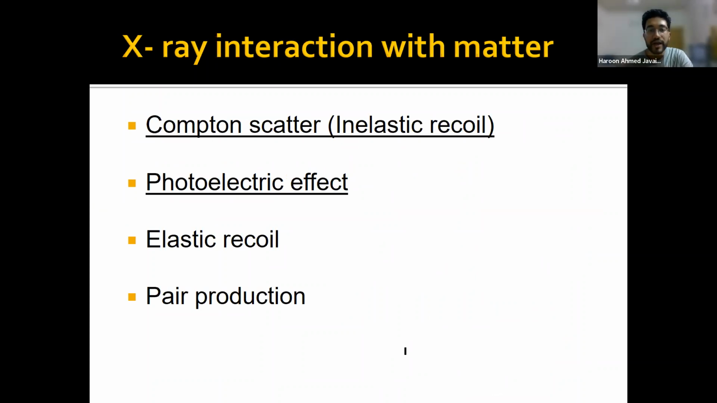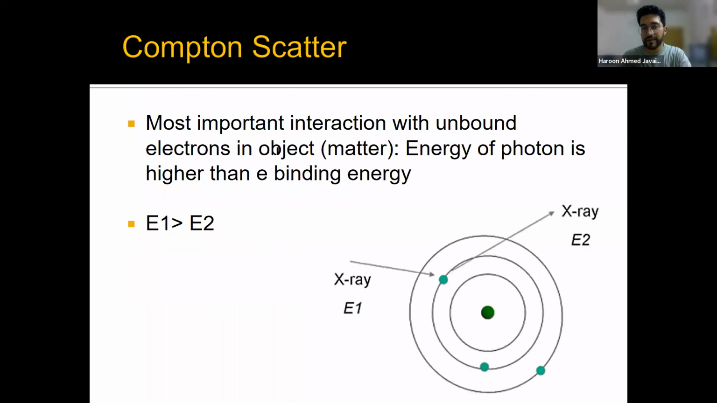Perfect. Okay, so Compton scatter is basically one of the phenomena which causes a decrease in image quality. Basically, let's keep it till here for now, okay?